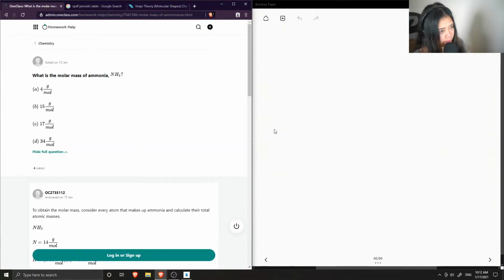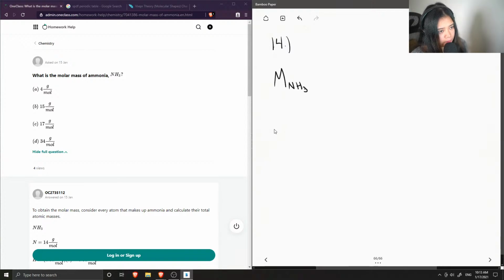Okay, so question number 14. What is the molar mass of ammonia, which is NH3? So to find the molar mass of ammonia, we need to know the different atomic masses for both nitrogen and hydrogen, and we just find these values on the periodic table. So the final answer will be the sum of the molar mass of nitrogen and 3 times the molar mass of hydrogen, since there are 3 hydrogens in ammonia.